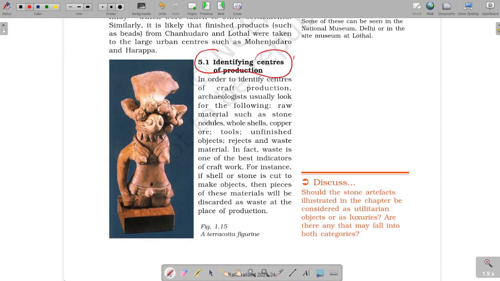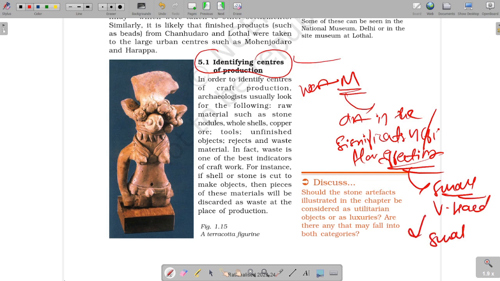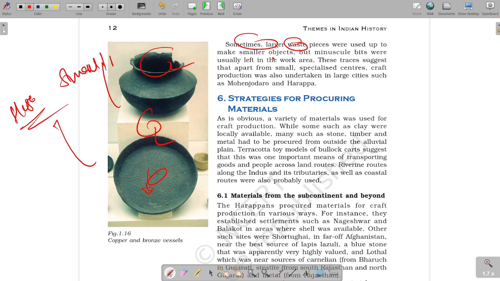Now, identifying centers of production. Guys, remember, the waste material we get from art is an indication of how effective the art is. The things that were small had very little waste, and it was abandoned at the place of creating art. But for the artifacts that were large, the waste produced was huge, and this waste was reused. This waste was usually reused for making smaller objects or artifacts.